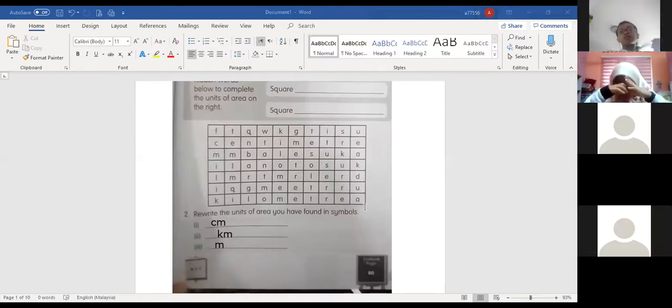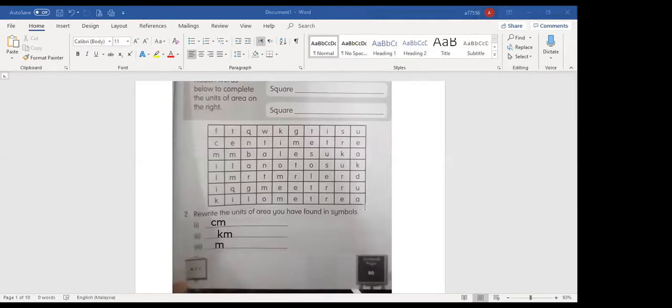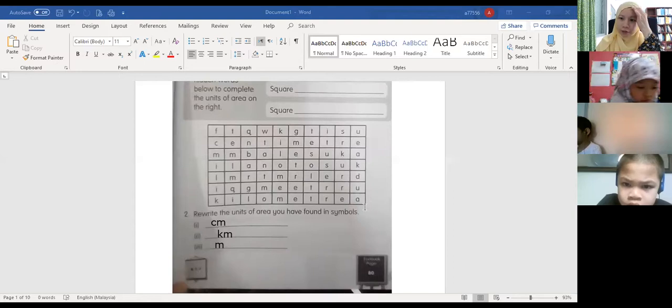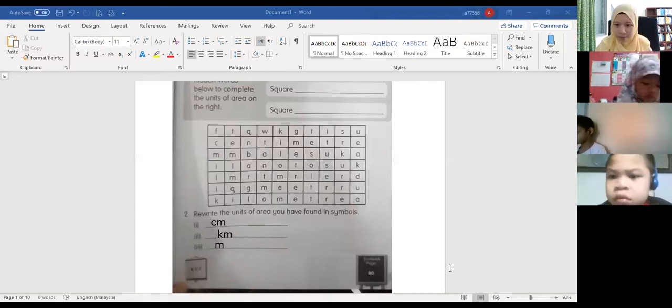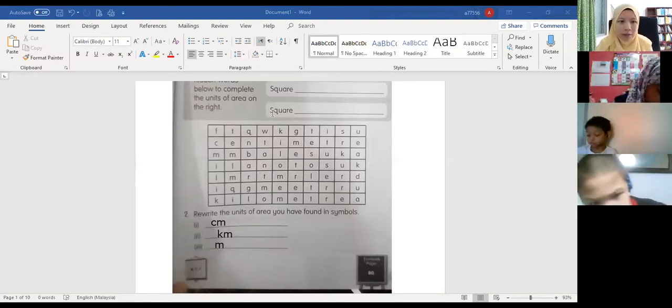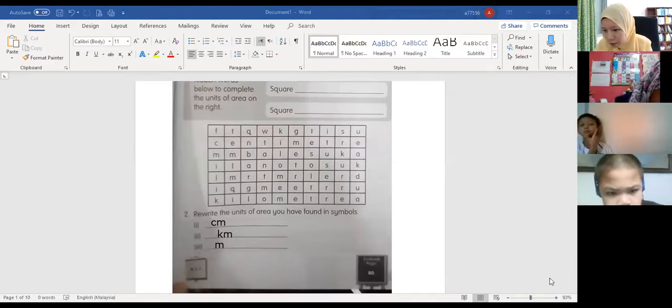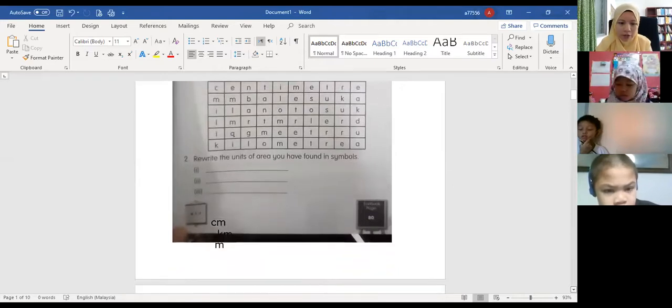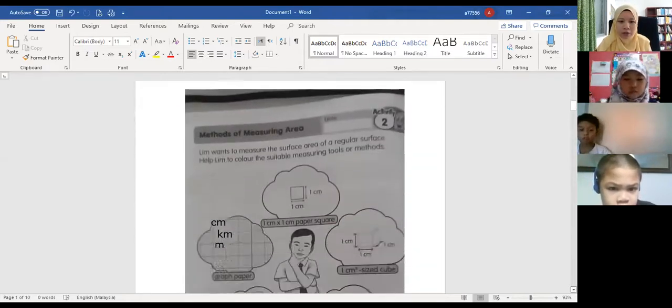Okay, newcomers, we are doing the exercise in the activity book. Okay, next. Let's proceed to the next page. Open page 54. Okay, finished. Page 54. Very good. Okay, open page 44. I will share with you the question here. Page 44.